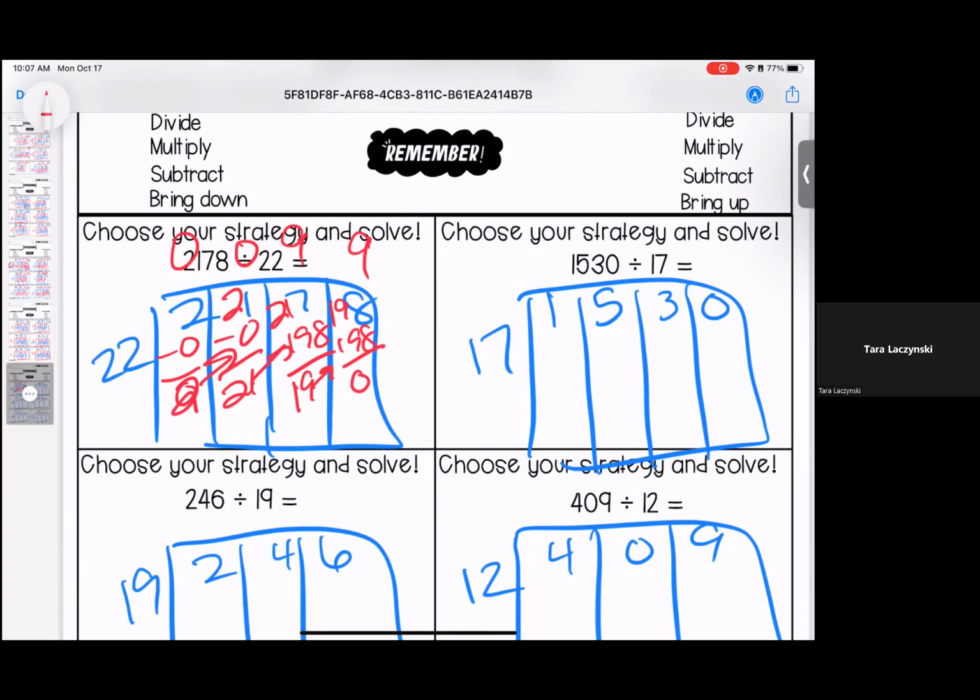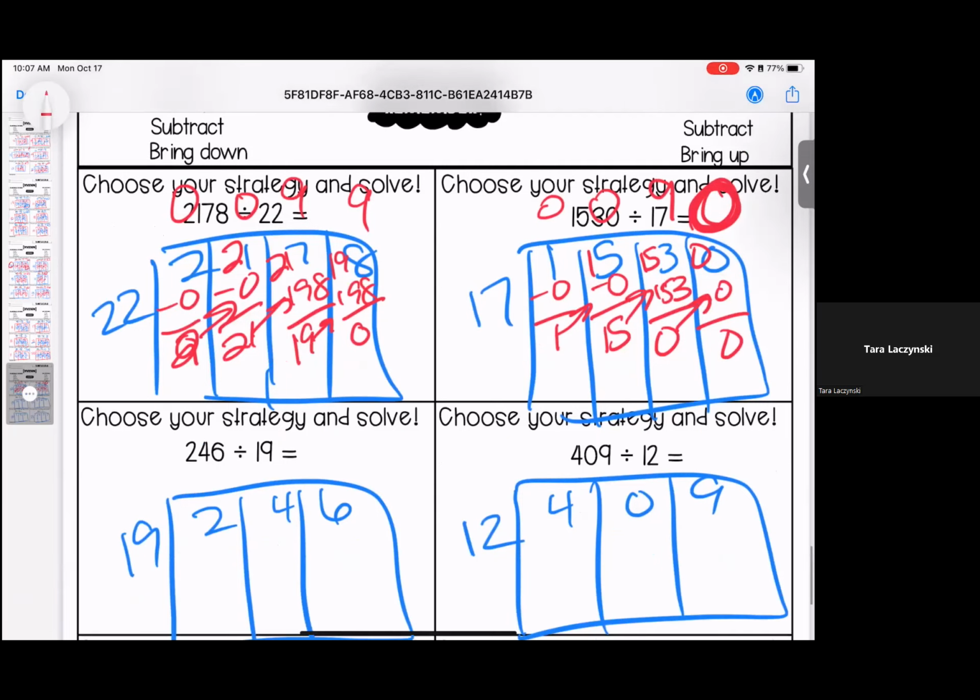Moving next door, dividing by 17. 17 does not go into 1. It does not go into 15, but it does go into 153. 9 times on the nose. Don't forget my last step. 17 does not go into 0. I have to show that by putting a 0 in there, even though it's 90 with no remainder.